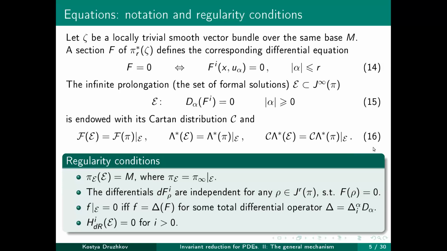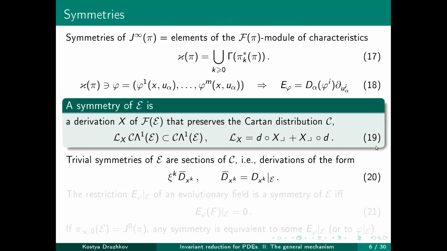So a topological conservation law, say, can be non-trivial eventually, in our sense. It can cause problems. But let's discuss symmetries. Symmetries of infinite jets are just elements of the following module of characteristics given by formula 17.